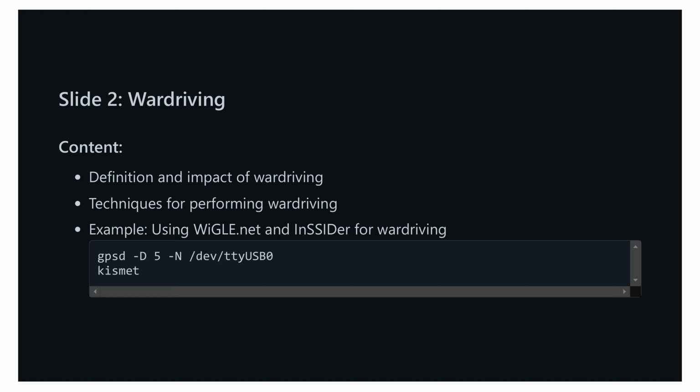GPSD can be used to log GPS coordinates while driving, and Kismet is a powerful wireless network detector and intrusion detection system. Understanding the techniques and tools involved in war driving is essential for penetration testers, as it lays the foundation for more complex wireless attacks. Next, we'll be moving on to the evil twin attack, another significant wireless attack method.